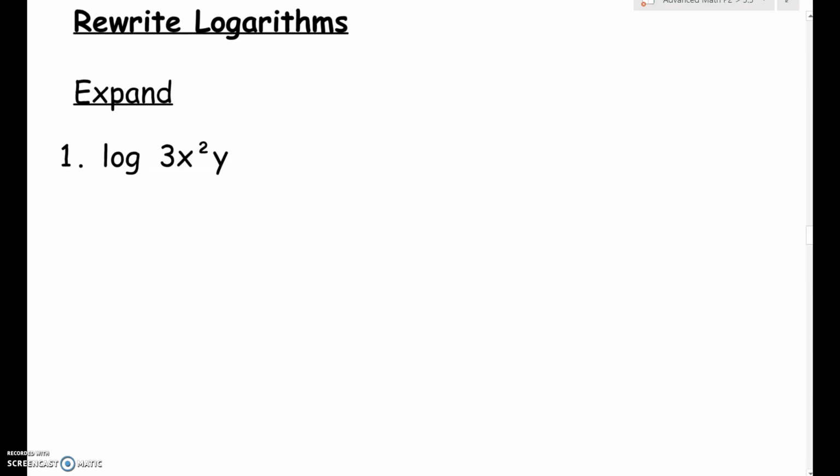Okay, so for instance here, this is log. This would be base 10. We just wrote it as log. This is 3 times x squared times y. So the first thing you would do is separate it by addition. Okay. The only other thing to do here is that 2. We don't want an exponent, so exponents go out in front.